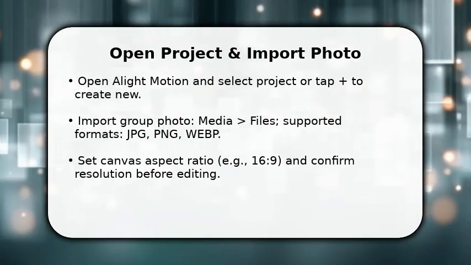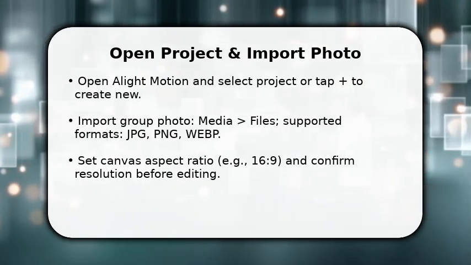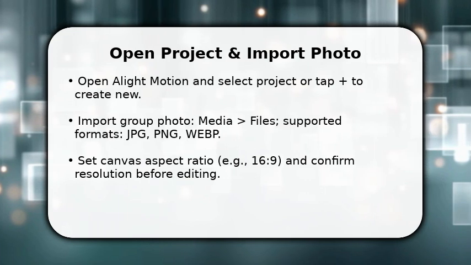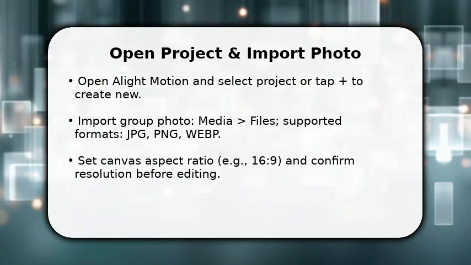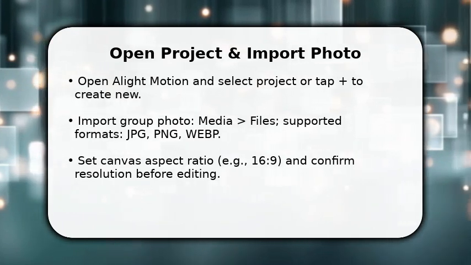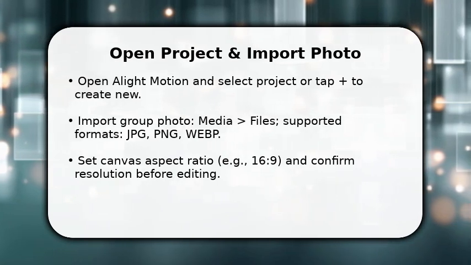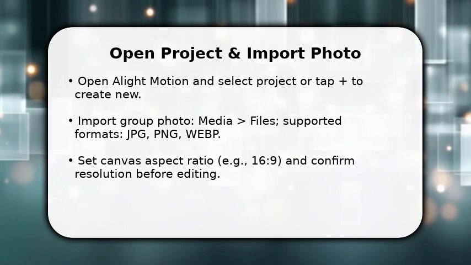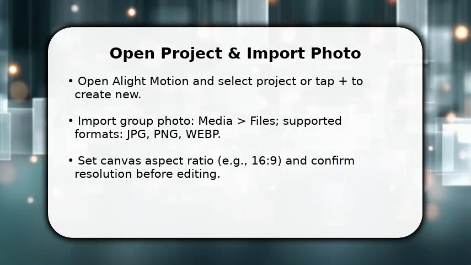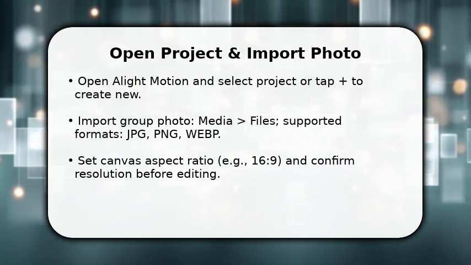You start by opening your existing Alight Motion project or creating a new one. This gets your timeline ready. Next, import the group photo via media files so you can place it on a layer. Make sure the canvas aspect ratio and resolution match your export needs. Once set, you avoid scaling artifacts. This step prepares everything for precise edits and ensures colors and position stay consistent as you continue editing.